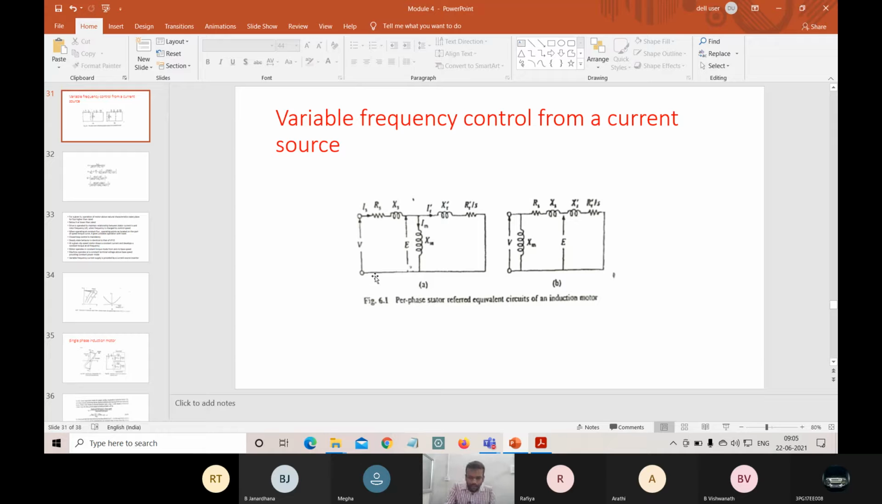So here what they are going to do is replace this voltage source with a current source. Instead of using the voltage source, they are using a current source. That's why we are calling it variable frequency control from a current source. So here is the variable frequency current source, VFCS.